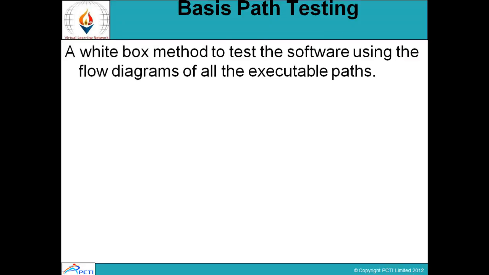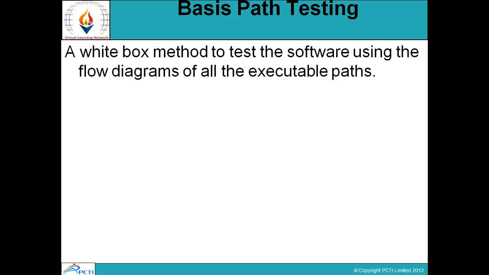Next is the basis path testing. Basis path is a white box method to test the software using a flow diagram and all executable paths. Basically, this is part of white box testing. In white box testing, as I already told you in the last session, we check the internal part, the internal coding area. The coding area contains some logical statements and conditional statements, and loops are also there.